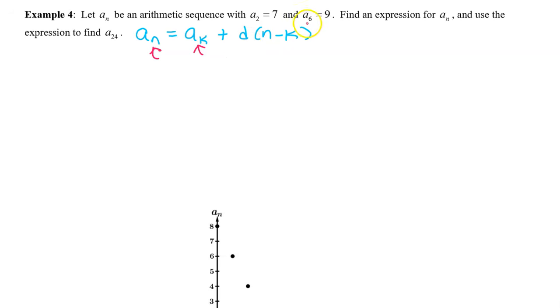Let's put the one with the larger subscript in the front. So let's put a_6 here and a_2 here. So far we have a_6 equals a_2 plus d times (n minus k), which will be 6 minus 2.